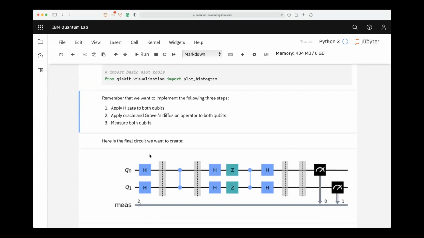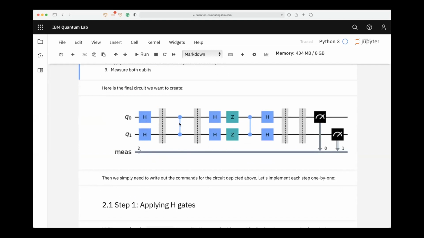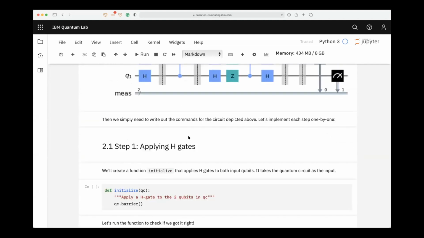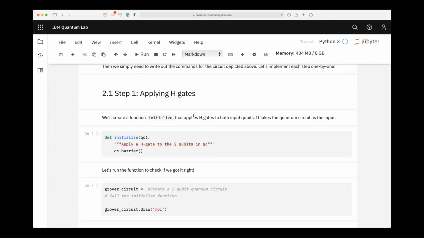As a quick refresher, the three steps that we're implementing is to apply H on both qubits, apply the oracle and Grover's diffusion operator, and then measure both qubits. And just copy pasted from the slide, this is the circuit we want to create. Okay. So just like before, when we've done these notebooks with algorithms, we're going to split things into functions. So we're going to have a function for step one to start things off, and that is applying the H gates. We're going to call this function initialize. You can call it whatever you want. You could call it step one if you wanted to. And as always, it's going to take our quantum circuit as an input.